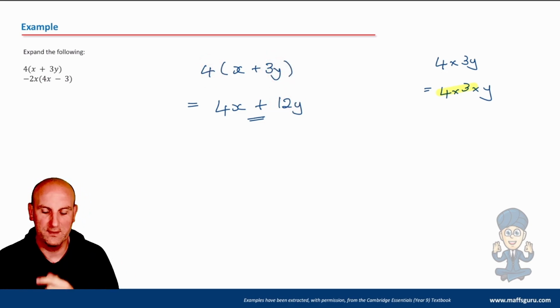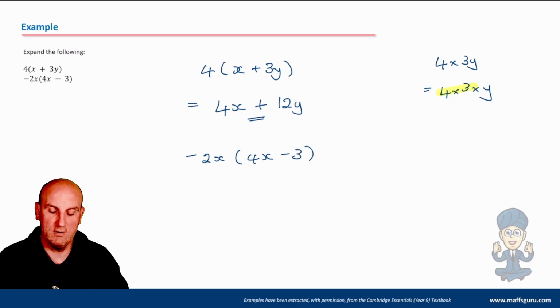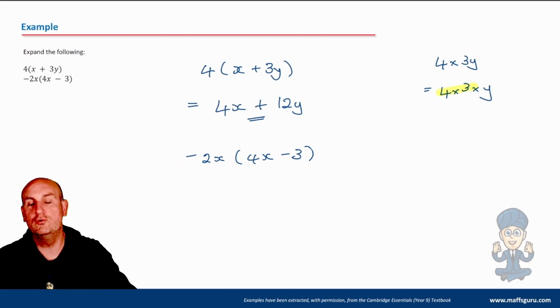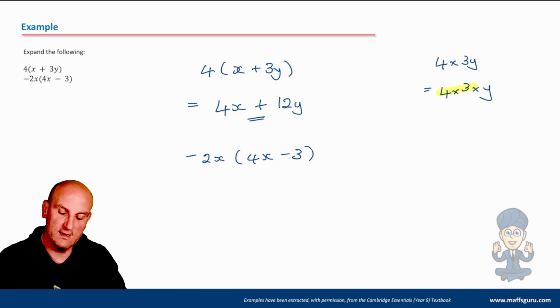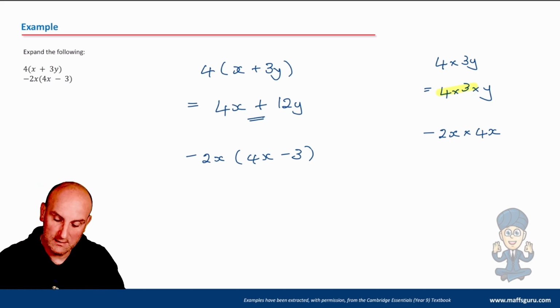Oh, getting tricky now. So what have we got? Minus 2x, and in brackets, 4x minus 3. Right, what's outside the brackets? Well, we got minus 2x. Doesn't matter. The rules work exactly the same. I've got minus 2x times 4x. Right, let's do that over here. Minus 2x times 4x. Well, what's between the minus 2 and the x? Kissy kissy. What's between the 4 and the x? Kissy kissy. Oh, okay. So minus 2 times x times 4 times x.